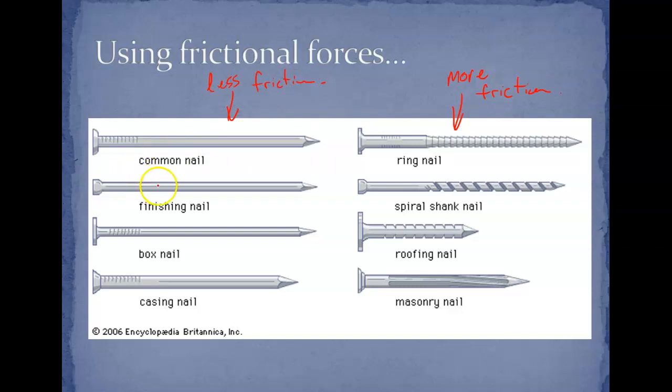Right? But with the finishing nail or a casing nail as an example, you're not actually putting a lot of support. You're just kind of holding something in place. Where with the roofing nail or the masonry nail, you're really trying to make sure that you're resisting forces. Screws will even work better. They tend not to be as fast though.